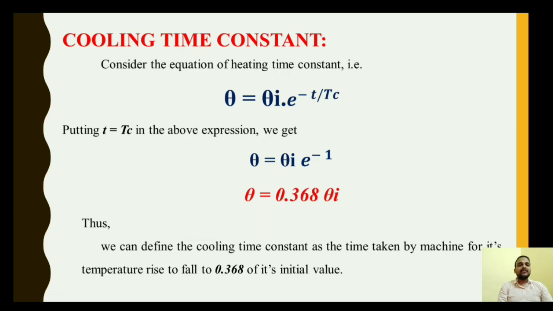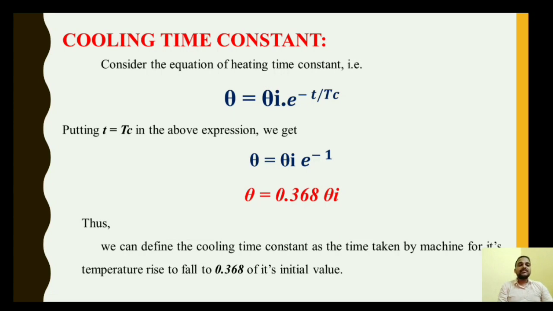Here t is varying as the temperature changes with respect to time. So the time is not constant, and we have to make the overall relation constant. We have to get a certain constant, that is the cooling time constant. So we put t equals tc in the above expression, and theta becomes theta I into e to the power minus 1. The value of e to the power minus 1 is 0.368, as you can see from this slide. You can check it on your calculators also.